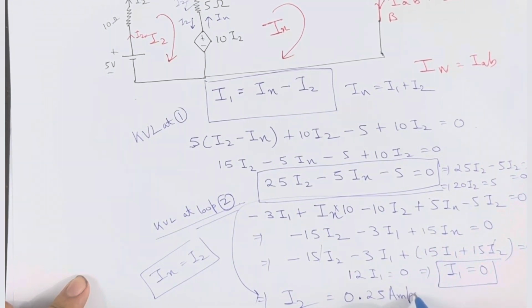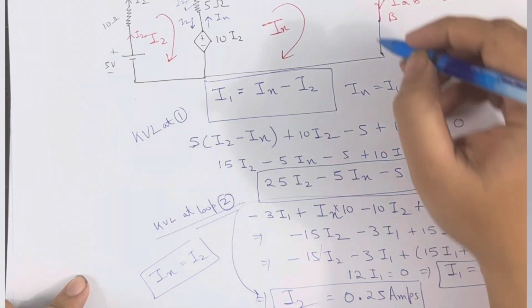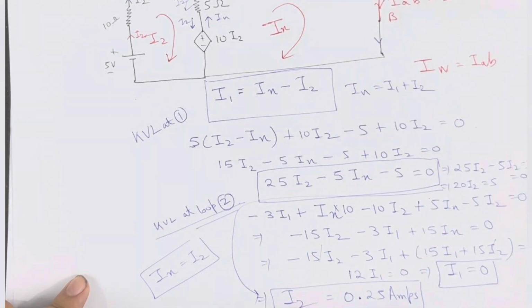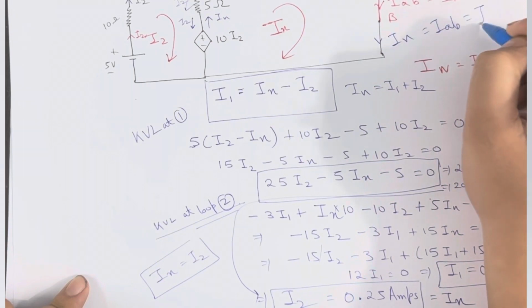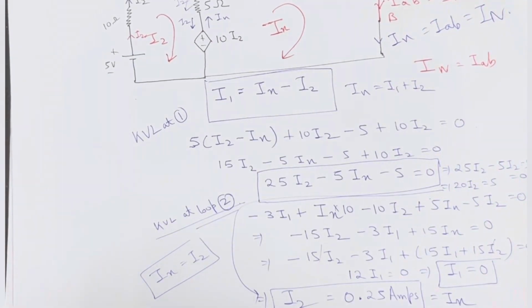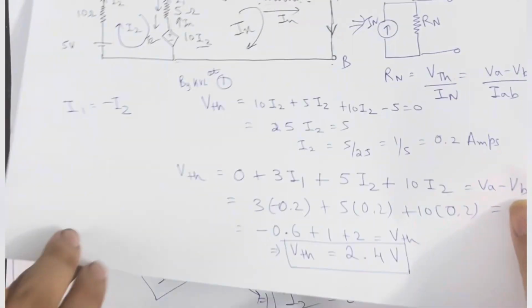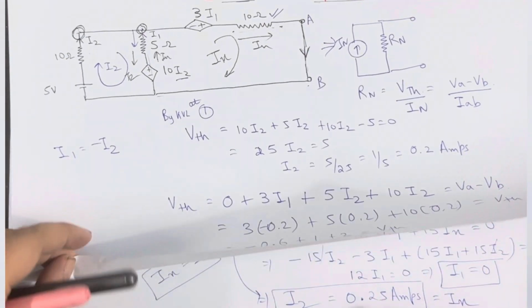So we can also tell that I2 is equal to Ix. So Ix is only our IAB, or our Norton current. So in short, we already found VTH in this equation, and IN is equal to 0.25.